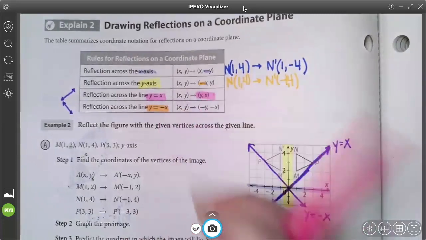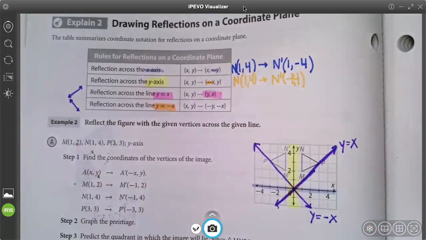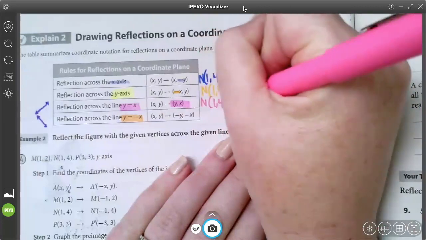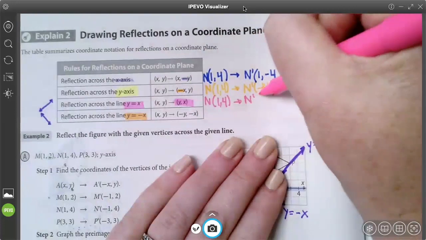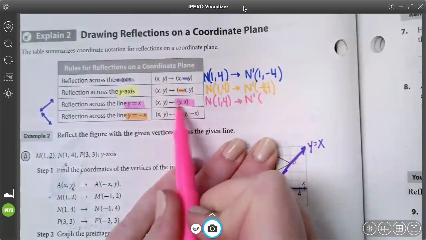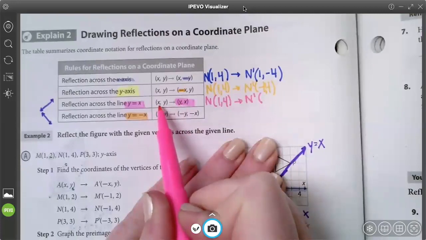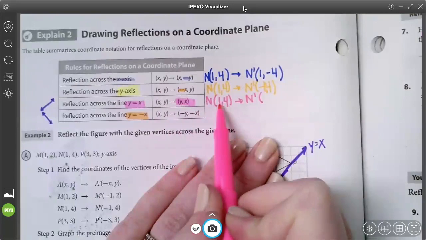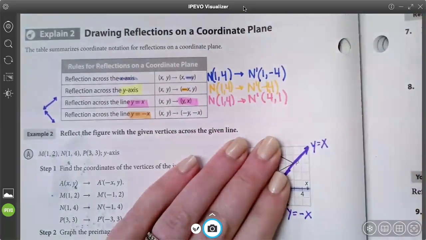So if I wanted to reflect point N, which is just the one that we've been using, you could do this with any point. And if N started at 1, 4, just like it has been, then for N prime, what this says is we're going to take the y value and move it to the front. We're going to take the x value and move it to the back. So you switch the order. So instead of 1, 4, N prime would be at 4, 1. And that's all you do.